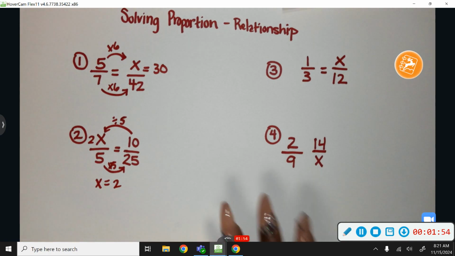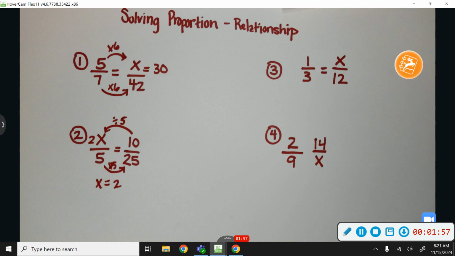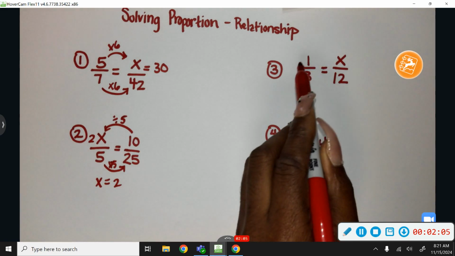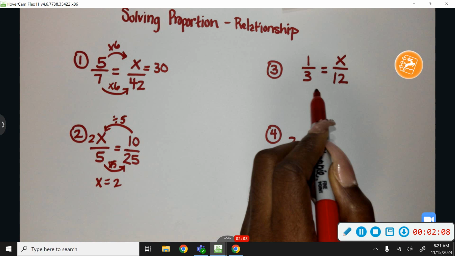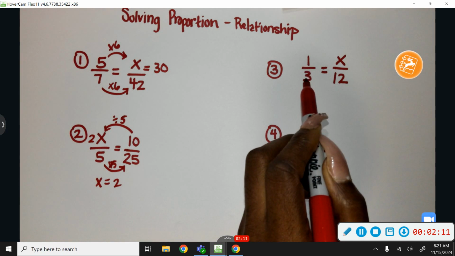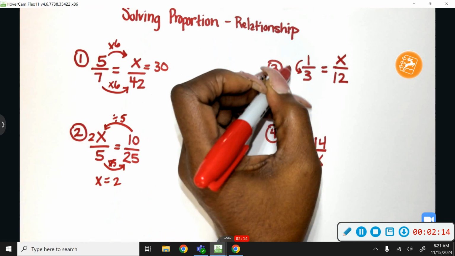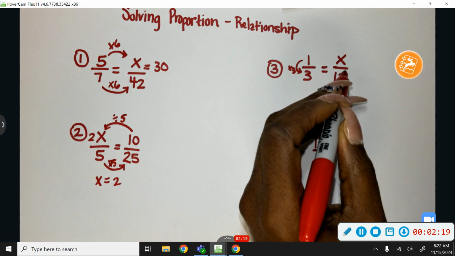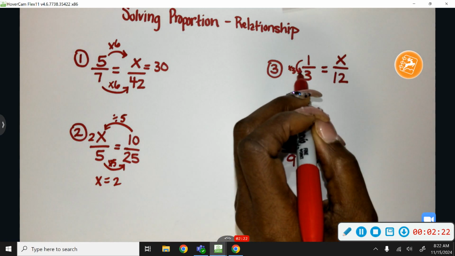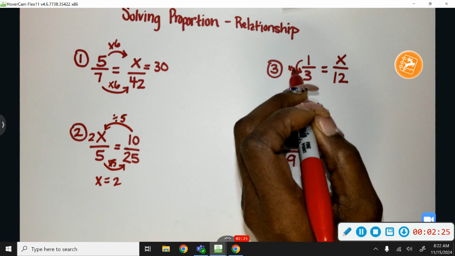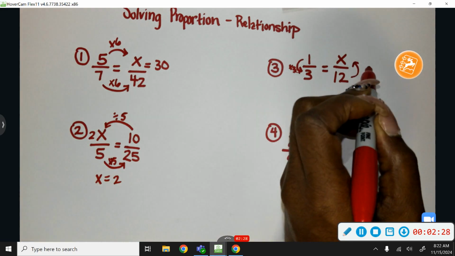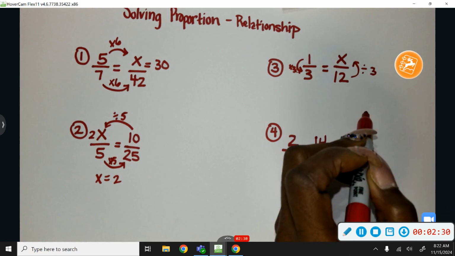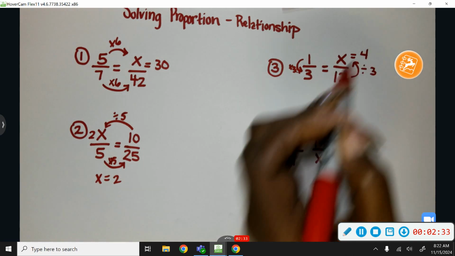Let's continue. Number 3. Can you spot the relationship? Actually, we have 2 relationships. We have a vertical relationship and we have a horizontal relationship. What times 1 will give me 3? 1 times 3 will give me 3. So in that case, whatever I do to one side, I also have to do to the other. Notice the direction in the relationship. If I'm multiplying going down, I would divide going up. So 12 divided by 3, and I get 4. X is equal to 4.